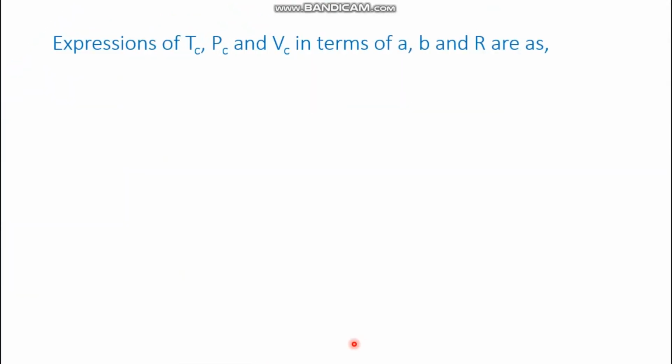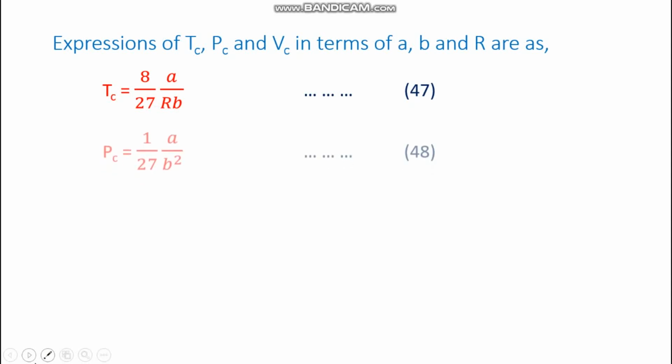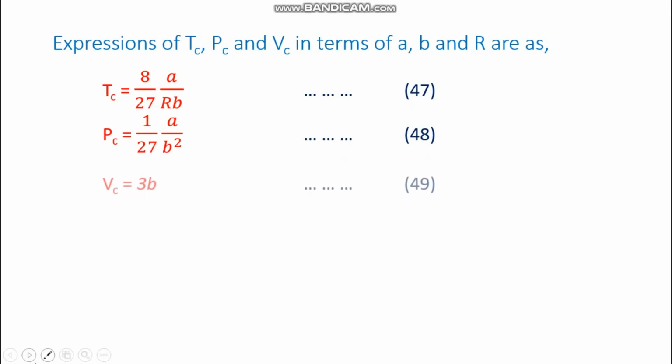Now these expressions Tc, Pc and Vc can be expressed in terms of the van der Waals constants a, b and the universal gas constant R, and they are related with them as follows. Tc is 8a by 27Rb. This is equation number 47. Critical pressure is a by 27b squared. That is equation number 48. Vc is 3b. This is equation number 49.